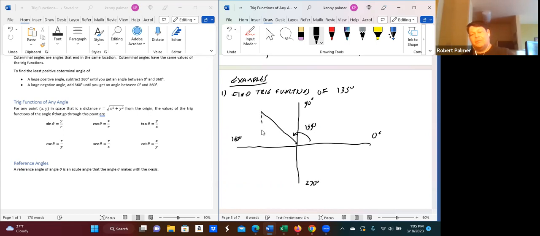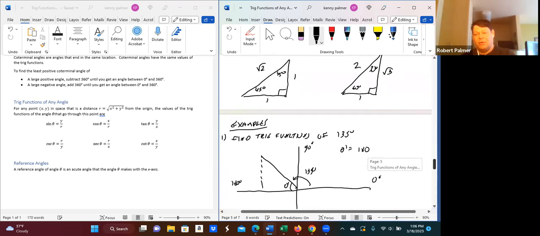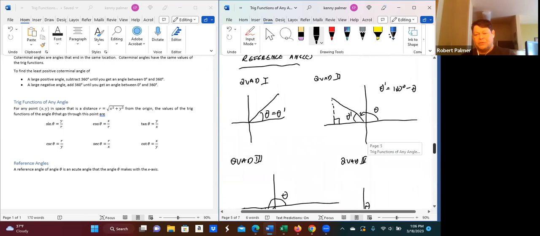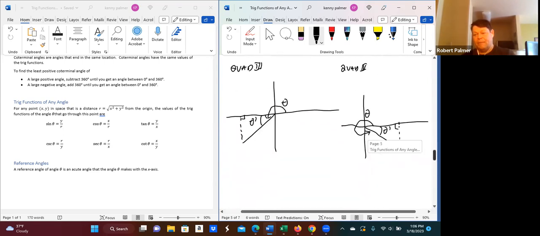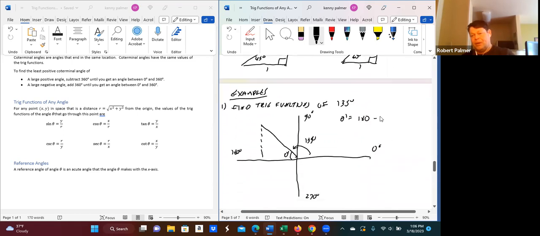So what we're going to have then is a reference angle right here, the theta prime. And that theta prime is going to be 180, as we saw above here in quadrant 2. To find your reference angle, it's 180 minus your angle, like this picture right here. 180 minus 135, and it turns out that's 45 degrees. So this angle is 45 degrees. Okay, make that reference angle. Make a right triangle. That means this angle here is also 45 degrees. So all the angles have to add up to 180.